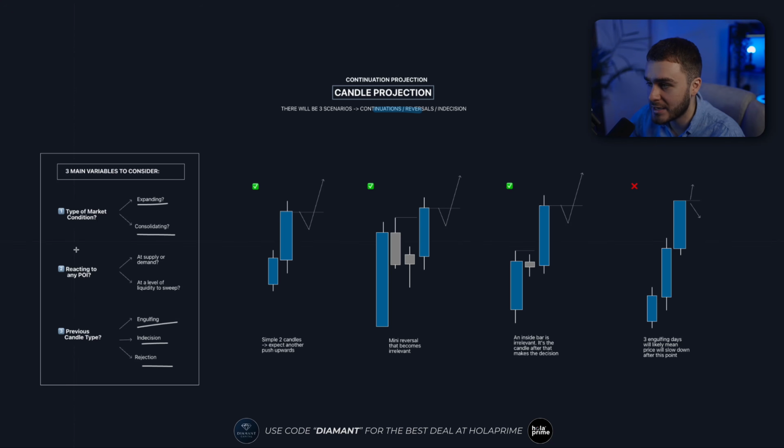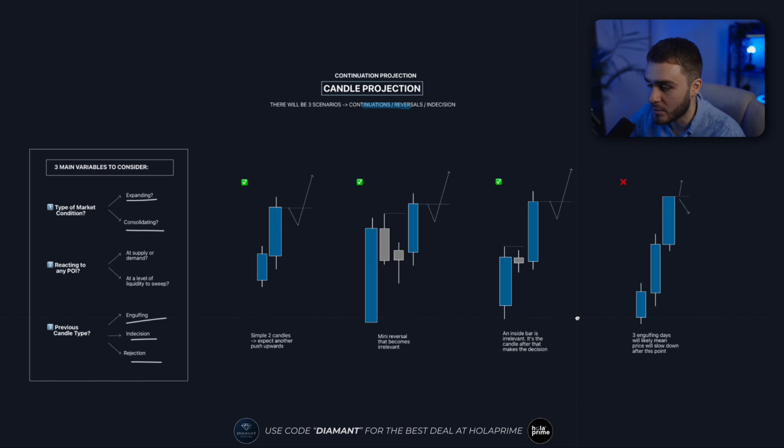Now, these are the types of formations that typically work. One example is when we see 2 daily candles engulfing one another. So this one continued up, the next one engulfed the previous one. So what we expect at this point is simply for price to do something like this. The next formation is going to be something where price actually has a mini reversal. So it slows down for a short while, we get this nice rejection candle, and then eventually price continues up.